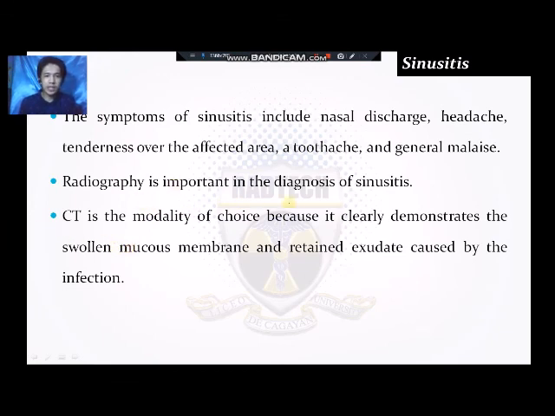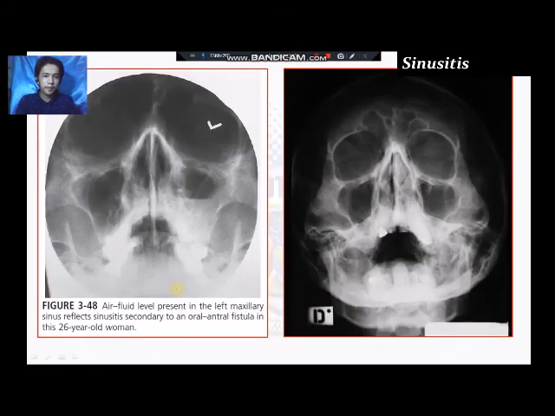So radiography is important in diagnosis of sinusitis. So that is why if ever na may problem sa inyong sinuses, the first gid nga procedure nga gina-recommend by the physician is to have an x-ray of the sinuses. And then CT is also a common modality of choice because it clearly demonstrates the swollen mucous membrane and retained exudate caused by infection. Labaw na chronic na gid nga mga sinusitis.